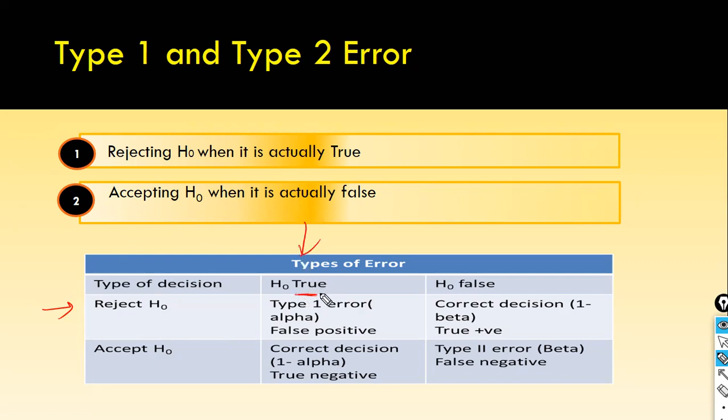Your null hypothesis is actually true, which means actually a person is a good person, but you are rejecting the null hypothesis, saying that he is not a good person. If you reject the null hypothesis, what is your alternative? Let's say your null hypothesis is a good person. If you reject it, that is as per the book.